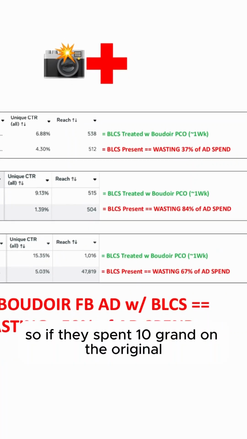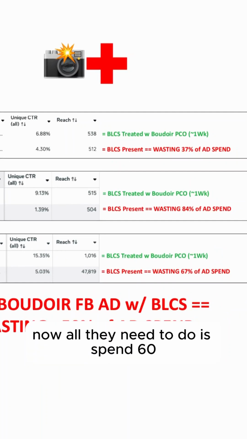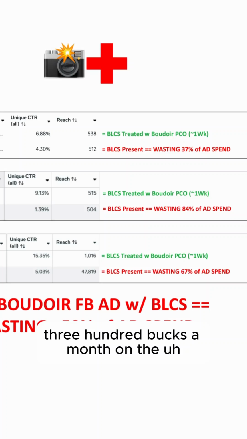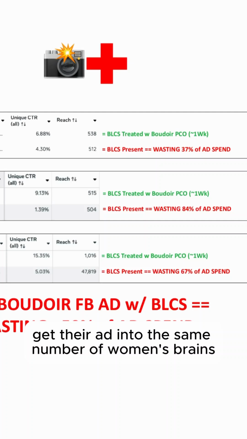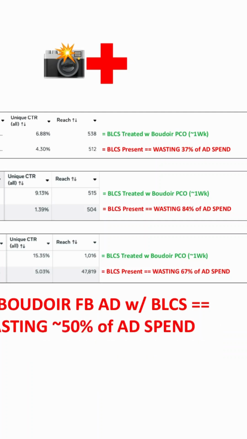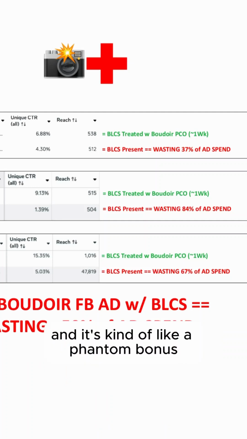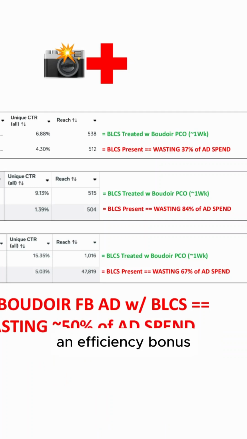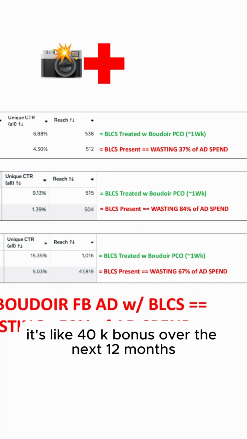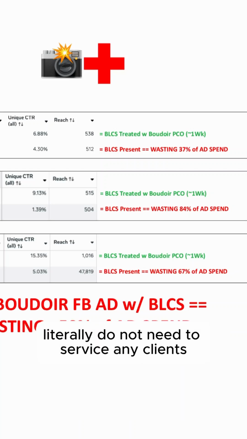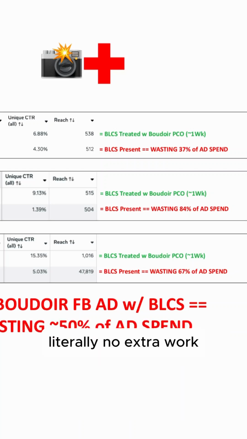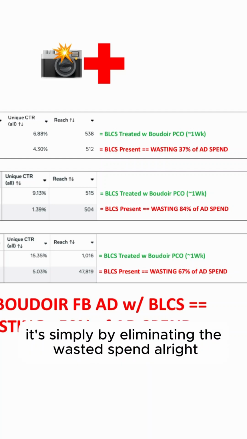So if they're spending 10 grand on the original, now all they need to do is spend $6,300 a month on the Boudoir Pico treated ad, and in both scenarios get their ad into the same number of women's brains. So at $3,700 a month, they don't have to spend anymore. They can pocket it. It's kind of like a phantom bonus, an efficiency bonus, because they no longer have to spend it. It's like a $40K bonus over the next 12 months. And they literally do not need to service any clients, no extra work. It's simply by eliminating the wasted spend.